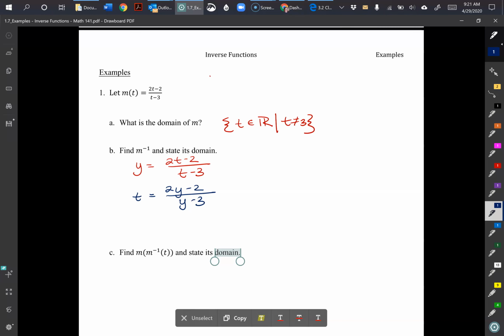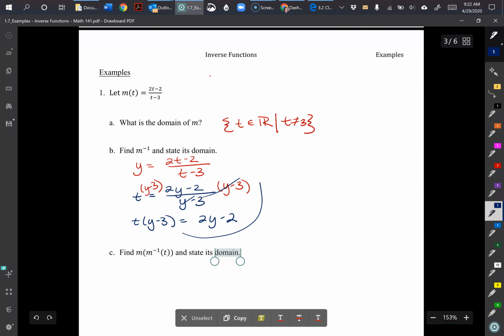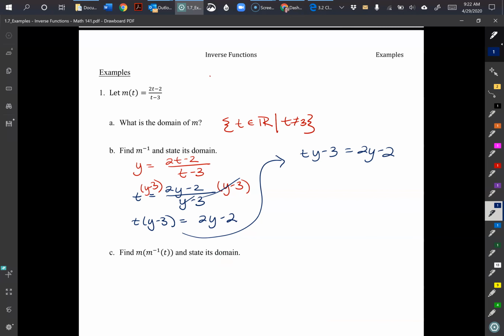So to do this, we want to clear the fractions here. So we're going to multiply both sides by y minus 3. So I end up with t times (y minus 3) equals 2y minus 2. Then I want to distribute here. I'm just going to pull this up over here to have more room. So I have ty minus 3t equals 2y minus 2. Remember this from the skills at the beginning. We did a lot of this.